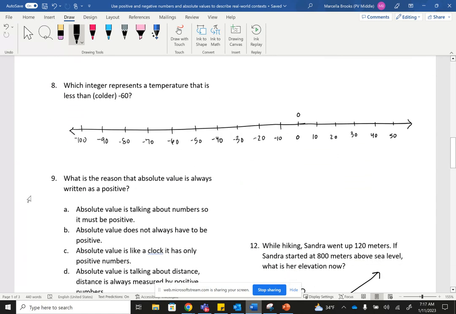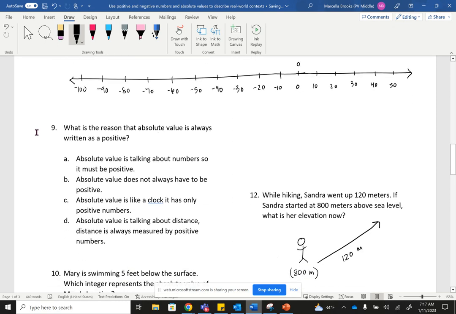Number 8. Which integer represents a temperature that is less than or colder than negative 60? So remember, the further you get away from 0, those numbers are less than. That's my hint. And an integer, we haven't really gone over that. It's a number. Which number represents a temperature that's colder than negative 60?